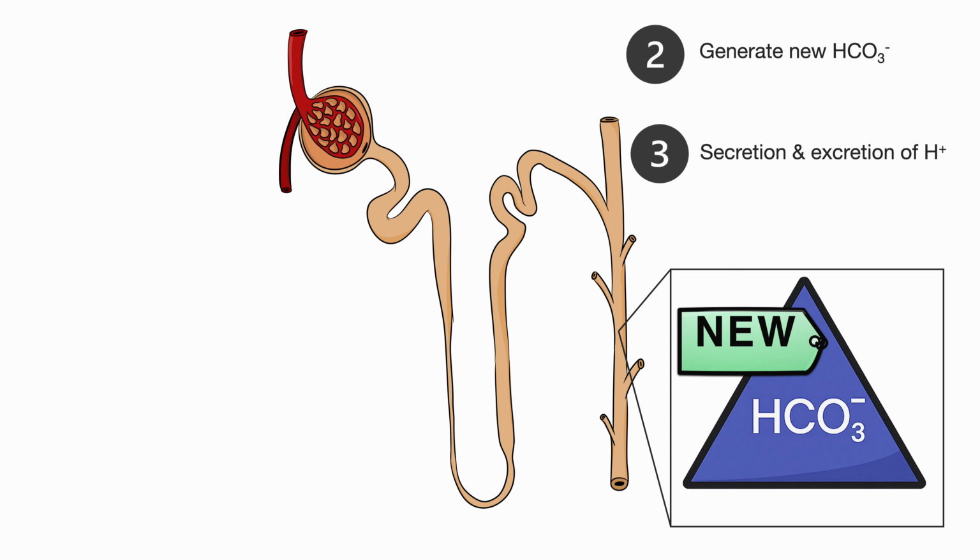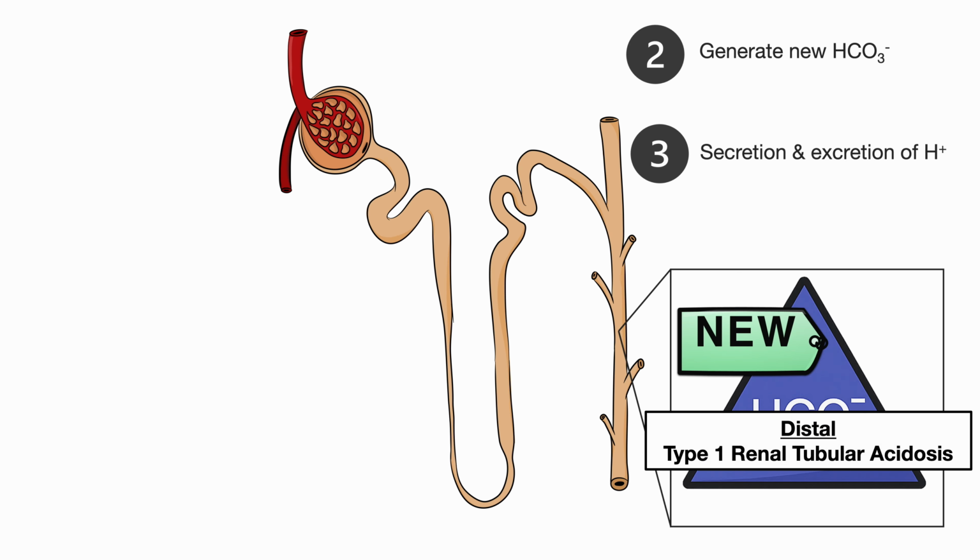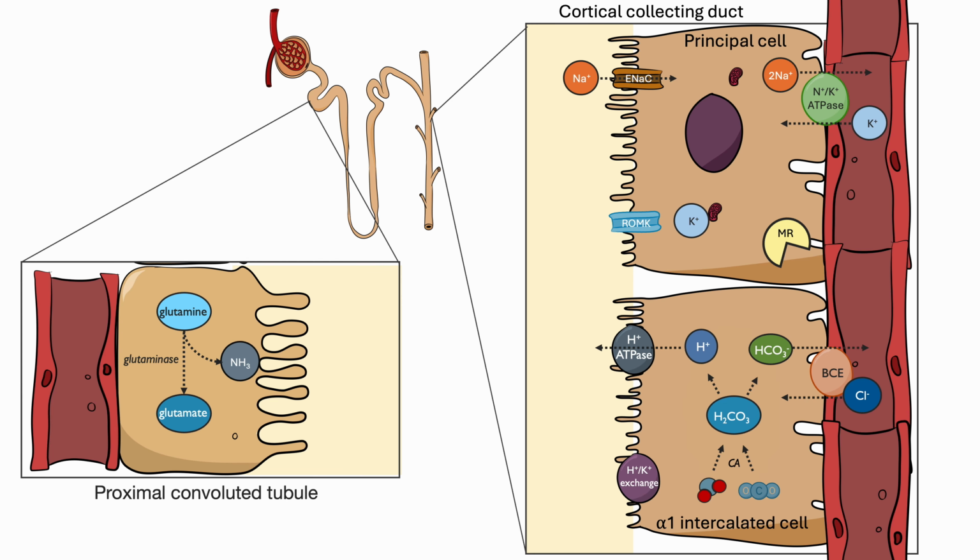The dysfunction in distal RTAs occurs at the cortical collecting duct, whereby bicarbonate generation cannot occur, resulting in a non-anion gap metabolic acidosis. This is also called a type 1 RTA. In general, recall the following mechanisms must be intact for hydrogen secretion and bicarbonate generation to proceed.